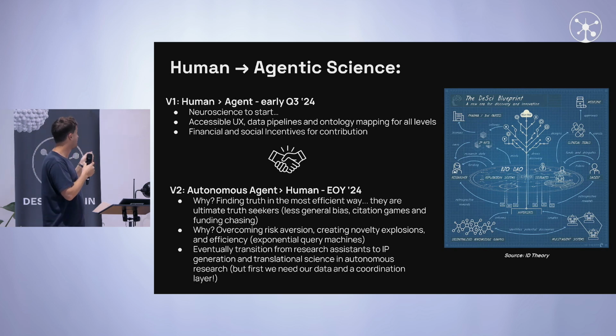They'll be making massive strides in overcoming risk aversion that we've heard from earlier today, creating novelty explosions and efficiency. They really are just exponential query machines. And paired with a knowledge graph where they can make all of the relevant connections, there just really is no limit to it. It's a very far-flung future. Eventually, these things will transition from research assistance to IP generation, and then translational science in the future. But first, we need our data and coordination layer, so that's what we're hoping to build.